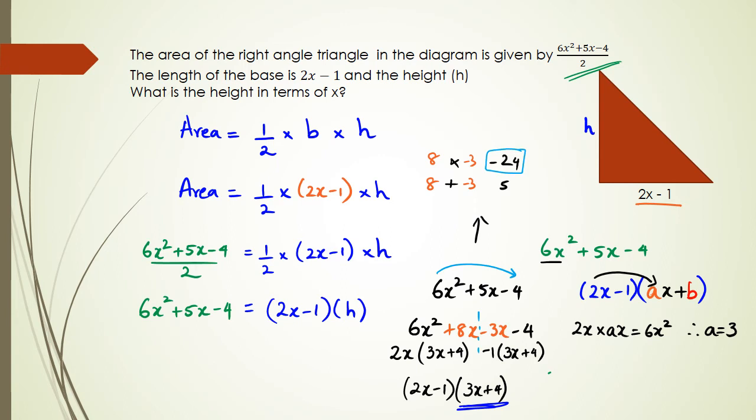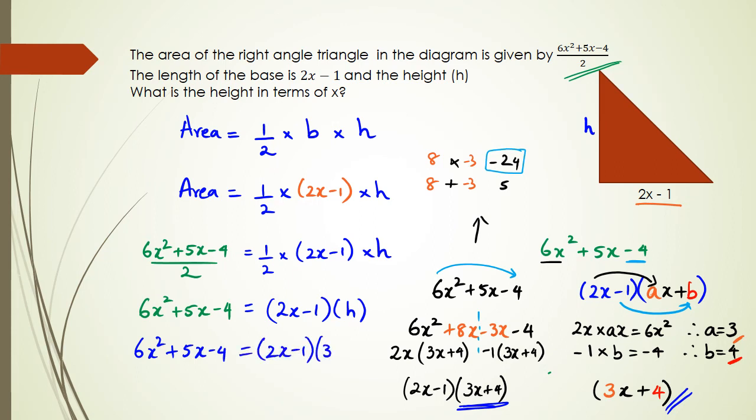And then you look at the last two terms. You've got negative 1 multiplied by b equals negative 4. Therefore, b is equal to positive 4. So we now have ax plus b, where a is equal to 3, so we get 3x plus 4. That's another way of doing this, to work out what the other factor is in this quadratic, and that's our height. So going back, we can write 6x squared plus 5x minus 4 equals 2x minus 1 multiplied by 3x plus 4. Therefore, height is equal to 3x plus 4.